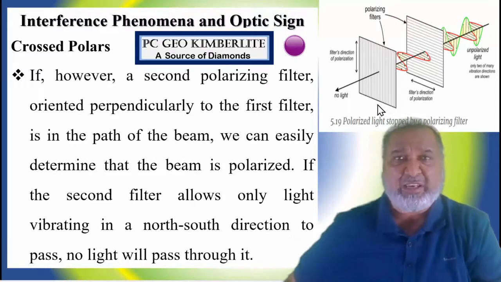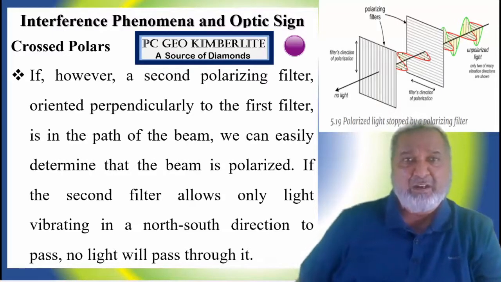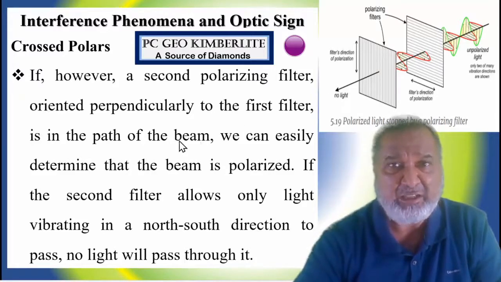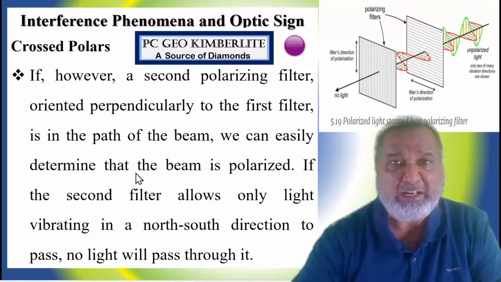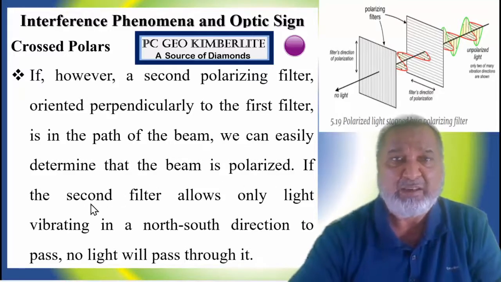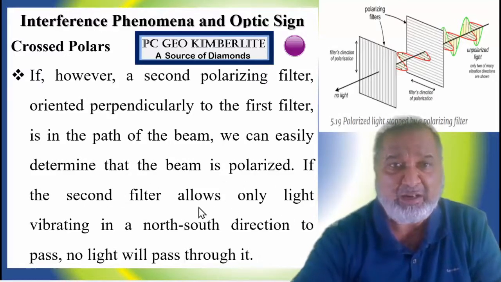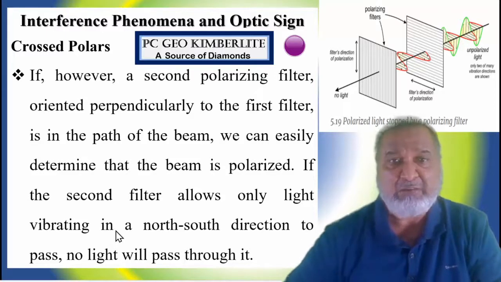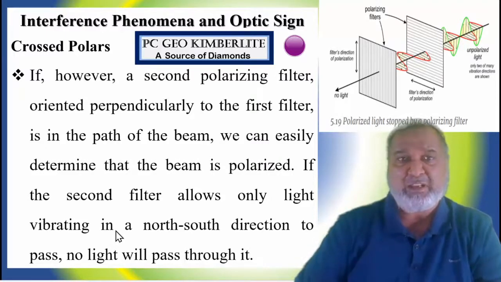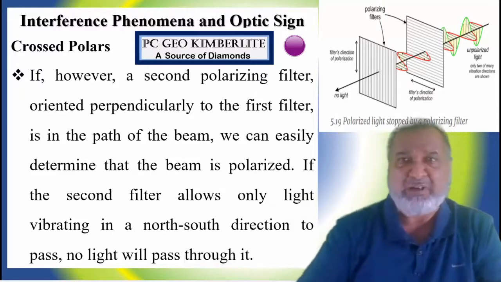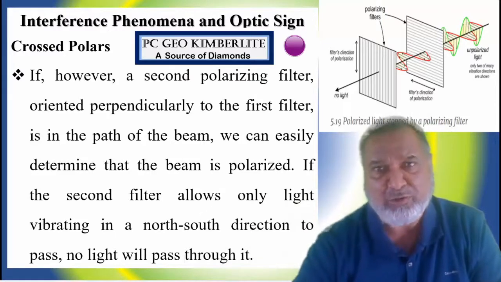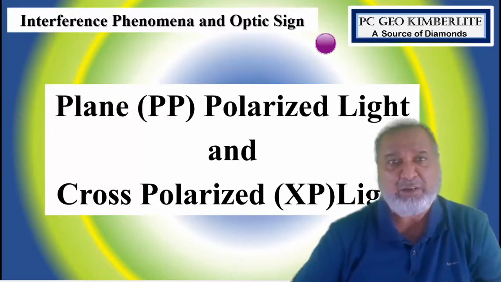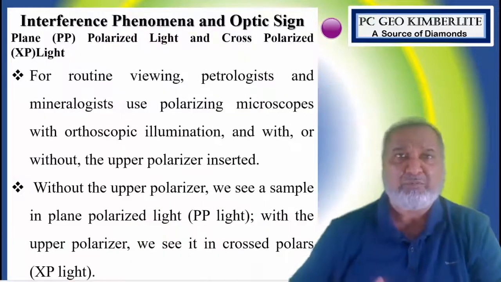If, however, a second polarizing filter oriented perpendicular to the first is placed in the path of the beam, you cannot easily determine the beam is polarized. If the second filter allows only the light vibrating in a north-south direction to pass, no light will come through. Only the light vibrating north-south comes out, but the light is horizontal, so it will not come out of that particular filter. That is plane polarized light and cross polarized light, which we are going to see now.